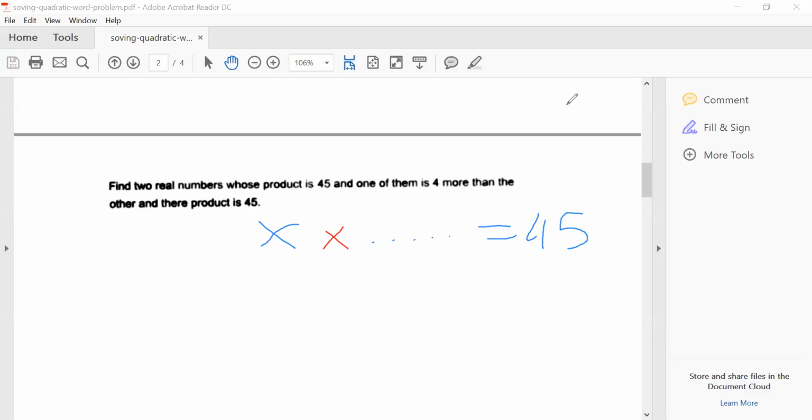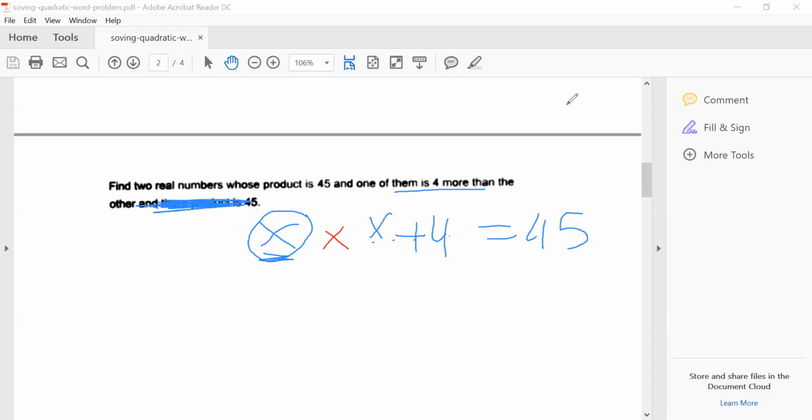Okay, one of them is 4 more than the other. If I consider one of them is x, and he's telling me that the other is 4 more than it, so one of them is x, the other will be what? x plus 4, excellent. If one of them is x, the other one is 4 more than it, so the other one will be x plus 4.